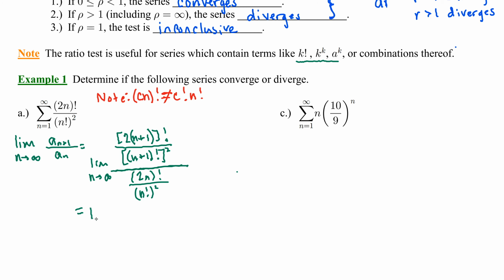So this is going to look like the limit as n approaches infinity. Inside here, I'm going to go ahead and distribute the 2. We have 2n plus 2 quantity factorial divided by n plus 1 factorial squared, times the reciprocal of this denominator, n factorial squared over the quantity 2n factorial.